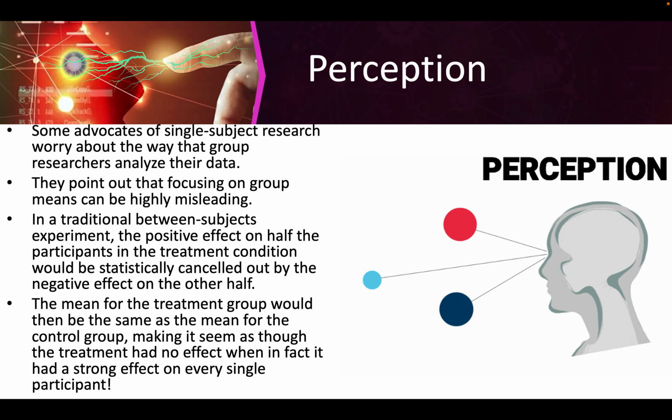Some advocates of single subject research worry about the way that group researchers analyze their data. They point out that focusing on group means can be highly misleading. In a traditional between subjects experiment, the positive effect on half the participants in the treatment condition would be statistically canceled out by the negative effect on the other half. The mean for the treatment group would then be the same as the mean for the control group, making it seem as though the treatment had no effect when in fact it had a strong effect on every single participant.